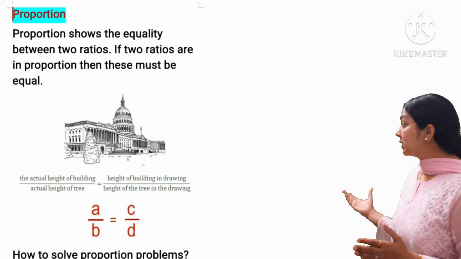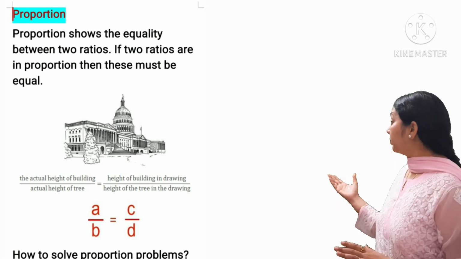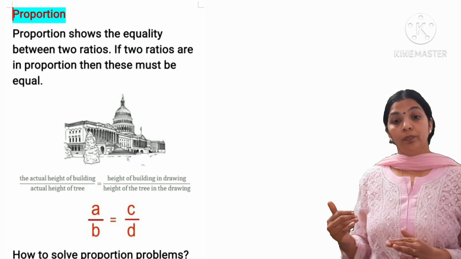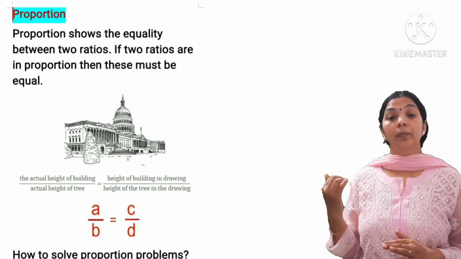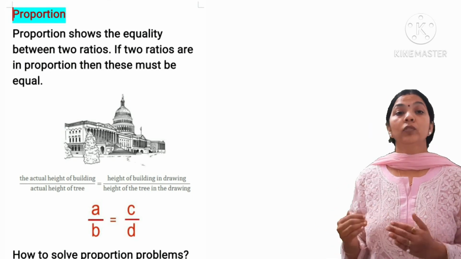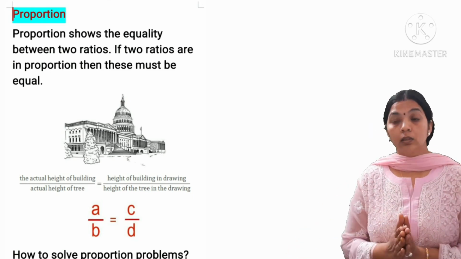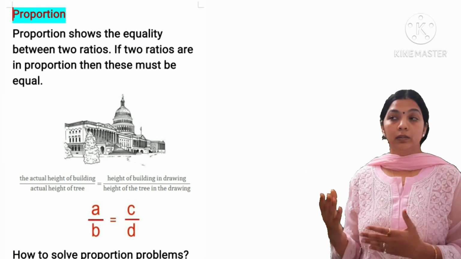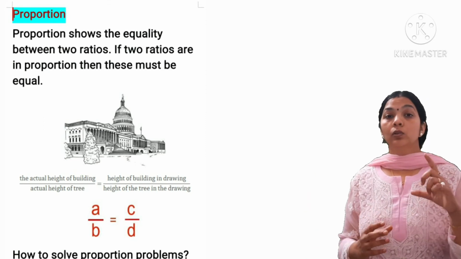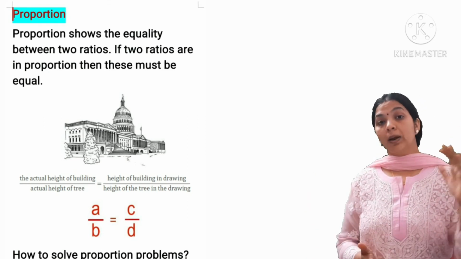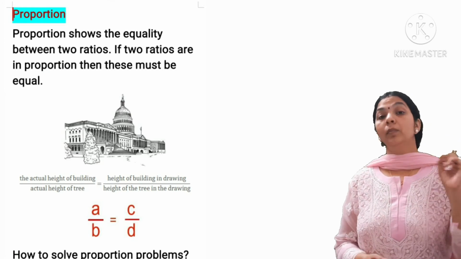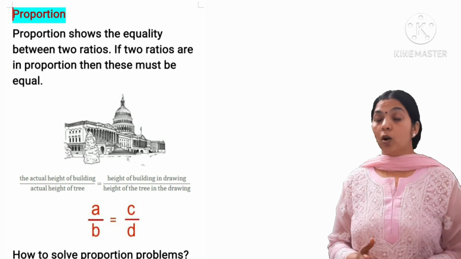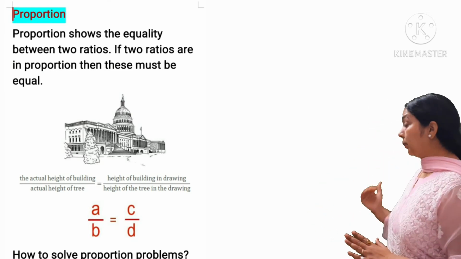In this picture, you can see that a building is there and a tree is there. The actual height of the building divided by the actual height of the tree should be equal to the height of the building in the drawing divided by the height of the tree in the drawing. This proportion is generally used to minimize things in a drawing. In whichever ratio we are minimizing the size of the building, in the same ratio we have to minimize the size of the tree to draw it in perfect form. So A upon B is equal to C upon D.